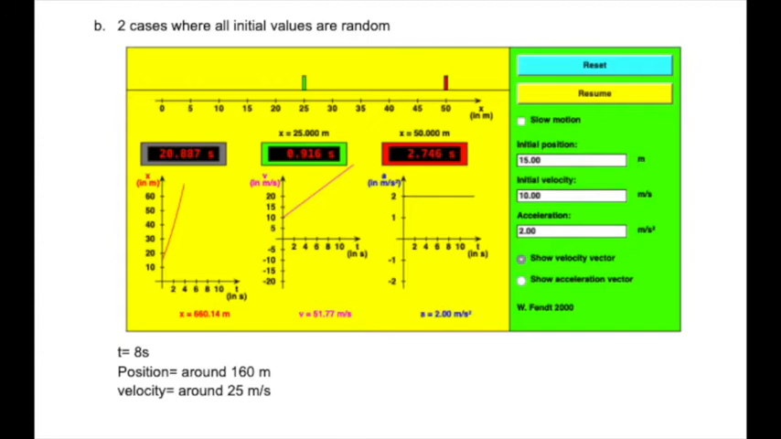So this graph is pretty different from the one that we just showed, because this one does have an acceleration and the initial position and velocity are very different from the last one, and the car does move a lot faster than the last one did. For example, it took 0.916 seconds to cross the first little line when the other one took 3 seconds. And the calculated position and velocity for 8 seconds, the position was around 160 meters and the velocity 25 meters per second.